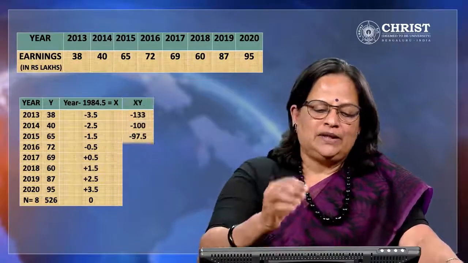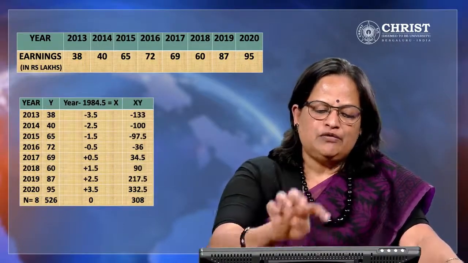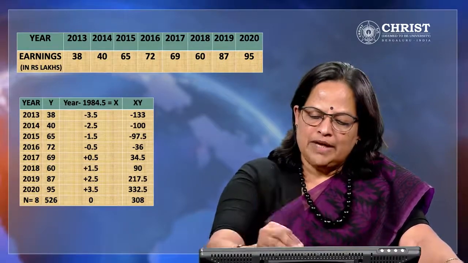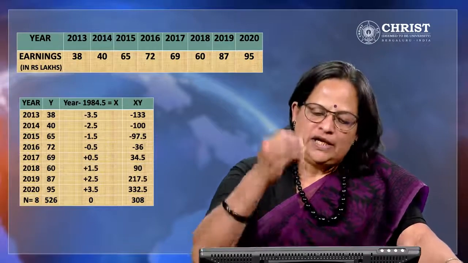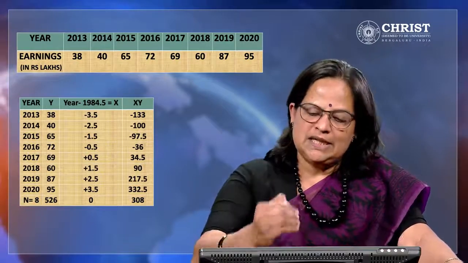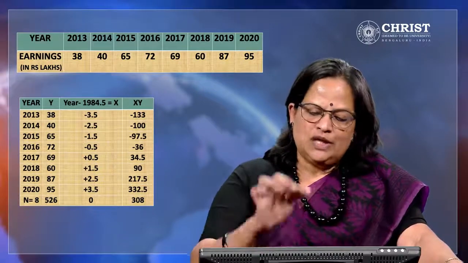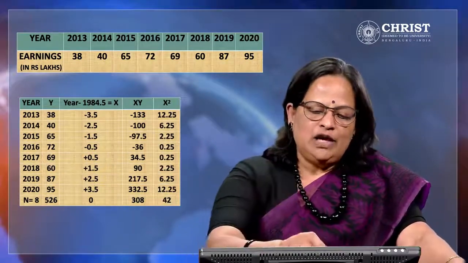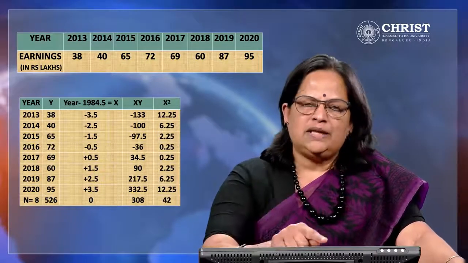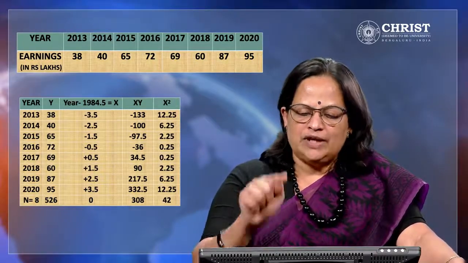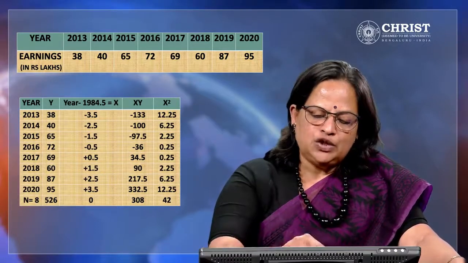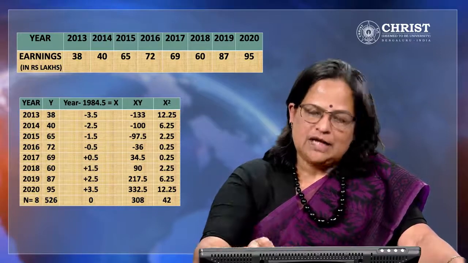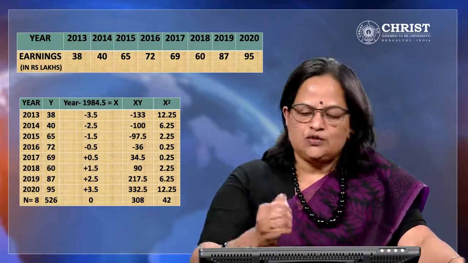Now xy, that is the value of x, minus 3.5 into 38, minus 133, minus 2.5 into 40, minus 100. Like that you will get the values, and you have to take the total considering plus signs and minus signs. You will get the total as 308. Now the x square values: minus 3.5 into minus 3.5 is 12.25, minus 2.5 into minus 2.5 is 6.25. Like that you have to calculate the values. Now you will get the total as 42.